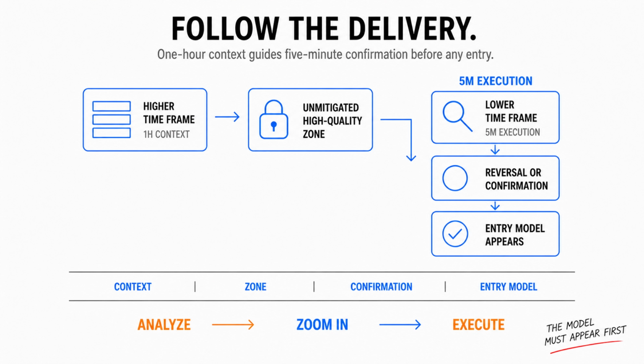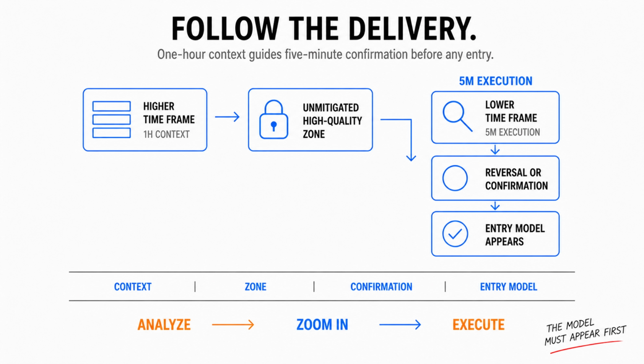This setup also works with two time frames, the 1 hour and the 5-minute charts. On the higher time frame, we analyze the overall market condition. At this stage, we are looking for unmitigated high-quality supply and demand zones. From there, we zoom into the lower time frame to follow the higher time frame delivery and look for reversal or confirmation signals. This is the stage where your entry model needs to appear before you open a position.